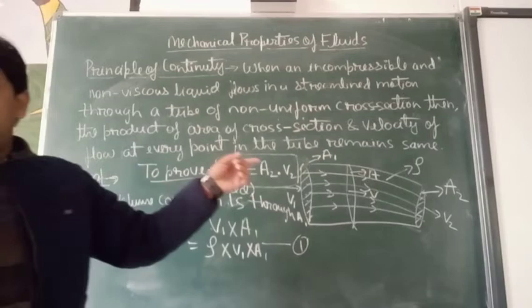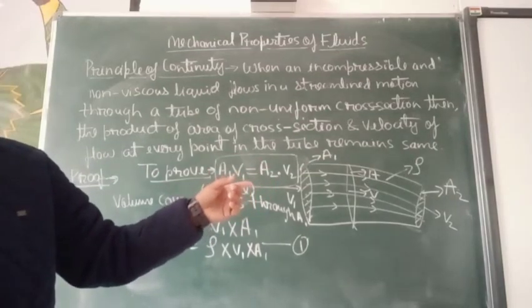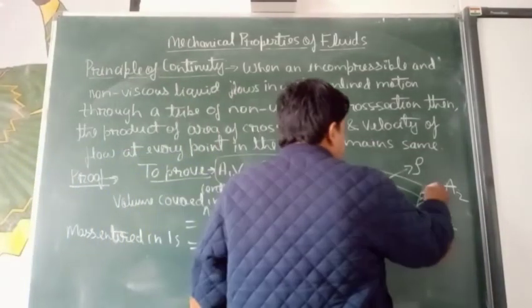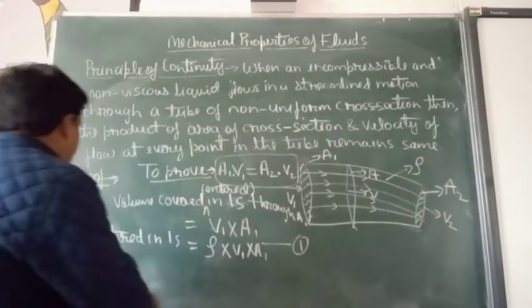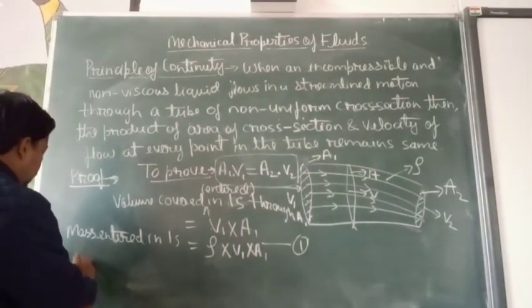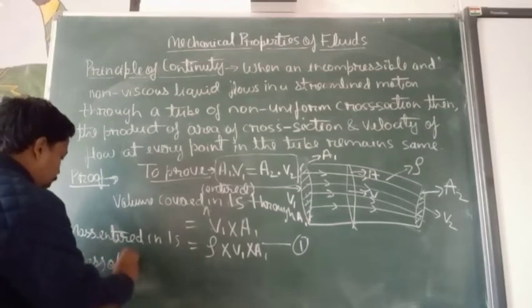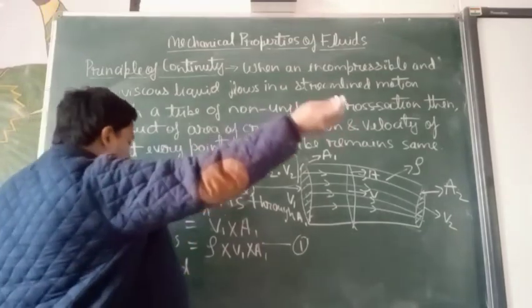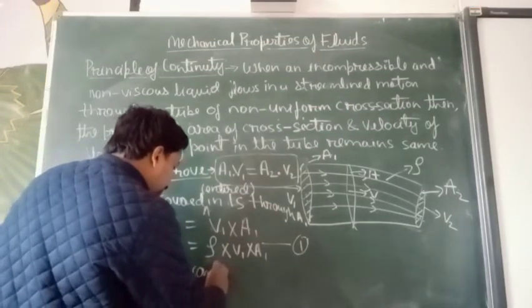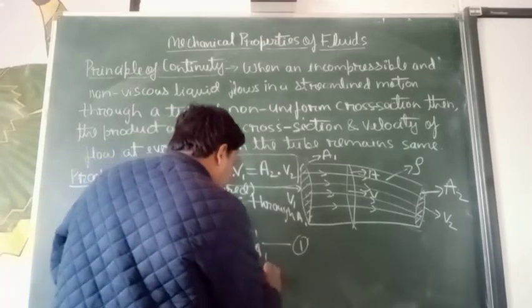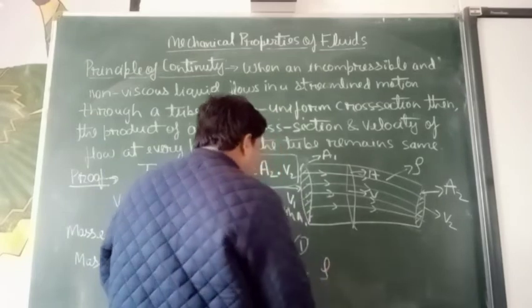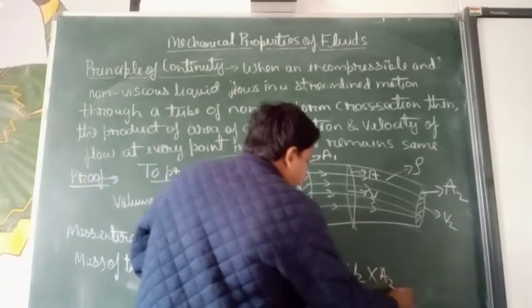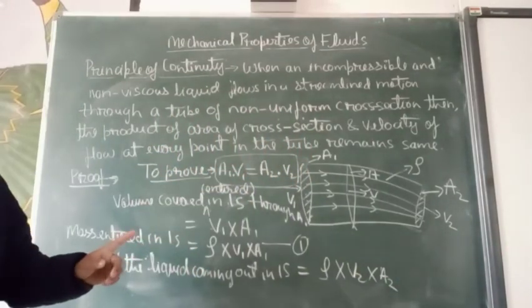Now come back to the second cross sectional area, and similarly we write the mass of the liquid coming out. How much is the mass of the liquid coming out through this cross sectional area? Similarly, the mass of the liquid going out in 1 second will be equal to rho, the rho will be the same, and v2 into a2, according to the same format.